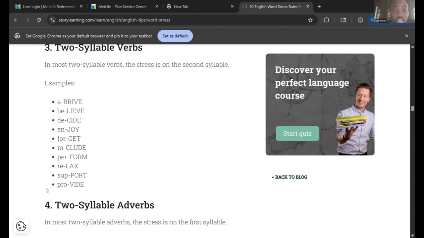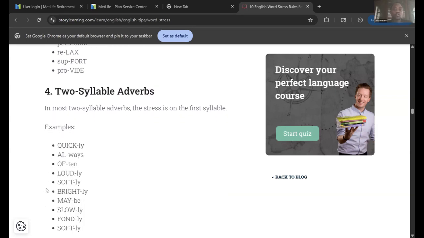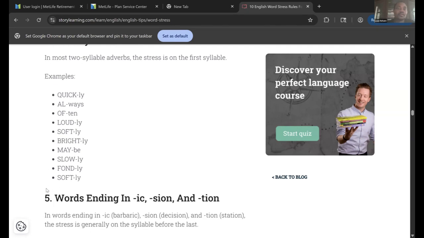Now, okay, in general, the difference between the nouns and adjectives on one hand, and the verbs on the other hand, when you are dealing with two-syllable words, is that with the verb, the stress is always on the second syllable. Does that make sense? Okay. Now, what about the adverbs? In most two-syllable adverbs, the stress is on the first syllable. Okay, let's apply that.